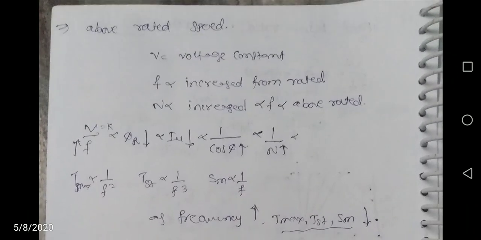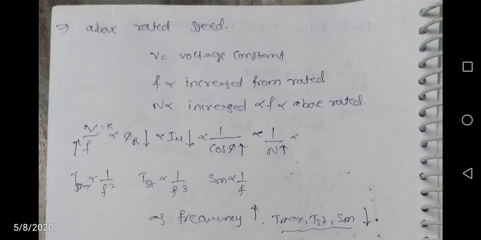So, to get above rated speed values by the frequency control method, voltage is constant and frequency is increased from the rated value. Because frequency is proportional to Ns. If frequency is increasing, Ns values are increasing. When Ns values are increasing, Nr values are increasing.